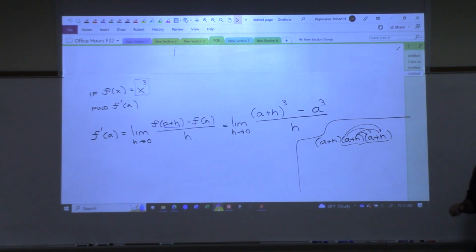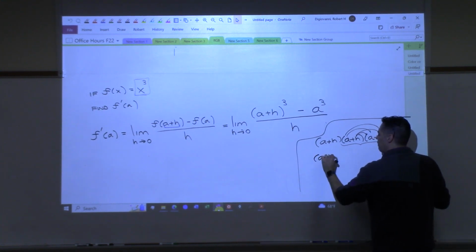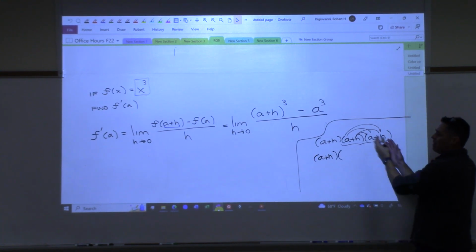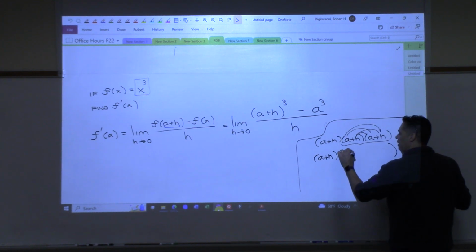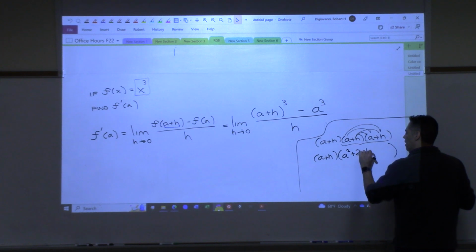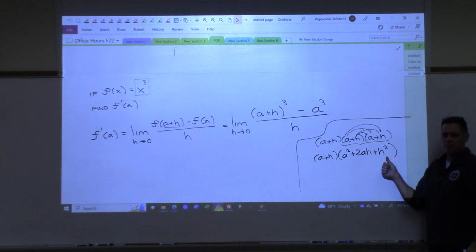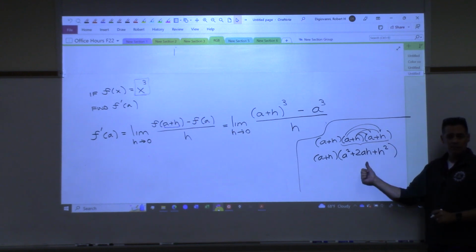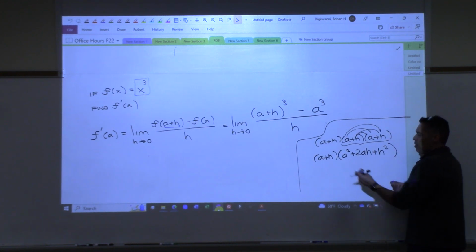Everyone knows how to do that little FOIL thing? So I'm going to do a plus h out front. And then when I do that, I'm just going to do it mentally and then collect like terms. You should get a squared plus 2ah plus h squared. Is it all right that I'm not showing that step? I'm just foiling that out and collecting like terms and getting this. Now, the next thing I have to do is multiply these 2 together.